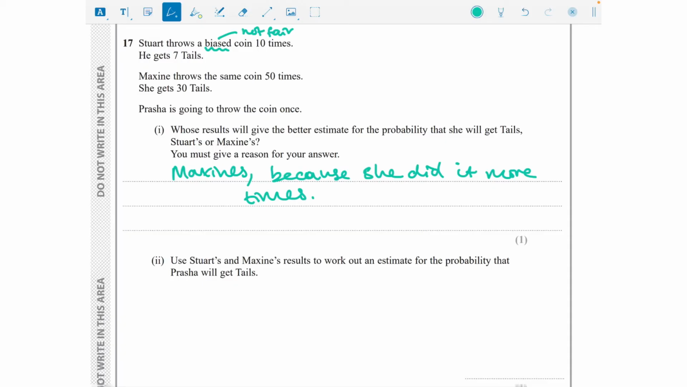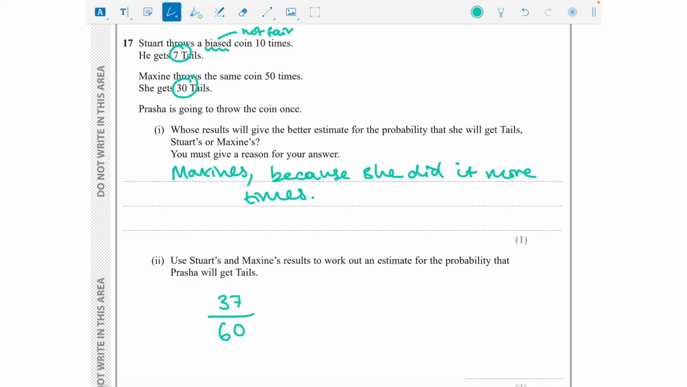So use Stuart's and Maxine's results to work out an estimate for the probability that Prasha will get tails. So yes, Maxine did it 50 times, which is great, but Stuart did it 10 times. So to get the most accurate results, we could just look at both of their data. So in total, they threw it 60 times. So we could put 60 as our denominator, because that's how many times they've done it. Stuart got 7 tails, and Maxine got 30 tails. So altogether, it landed on tails 37 times out of 60.